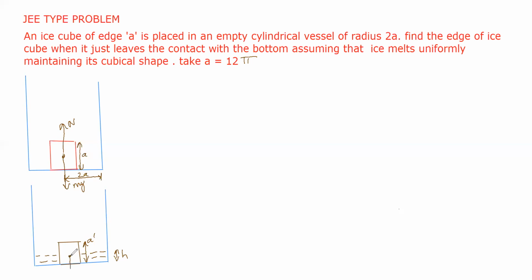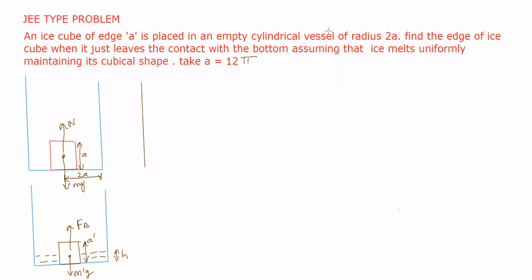In this case, the force acting will be m dash g, because some amount of ice melted, so the mass of ice changed into m dash. And here water is forming. Due to this liquid water, the block is floating, so the buoyancy force is acting. Now see here, before solving this problem, some considerations we have to take.